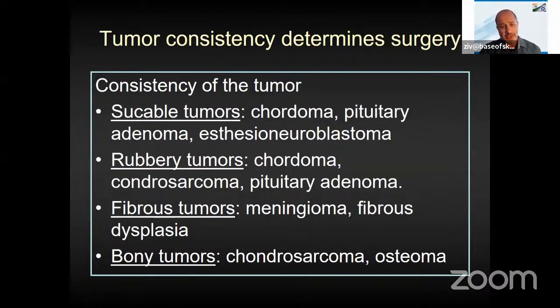They need special instruments like CUSA. Sometimes even CUSA will not be feasible for removal of rubbery tumors, and you need hard tools like Kerrisons and scissors. Fibrous tumors are much more difficult to remove. They are usually removed with drills, with burr drills, and therefore they are more dangerous, and these instruments are very risky for use in these kinds of tumors because of injury to the internal carotid artery.